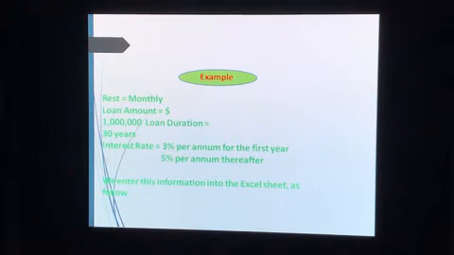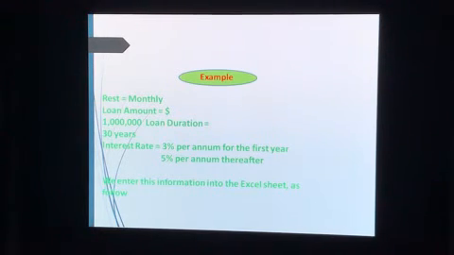So here is an example to get a clearer understanding of the loan amortization schedule. In this example, we will prepare the loan amortization schedule thoroughly. The compounding period is monthly, so in every year there will be a total of 12 payments. The total amount of the loan is 1 million. The loan duration is 30 years, and the interest rate is 3% per annum for the first year and 5% per annum after that.